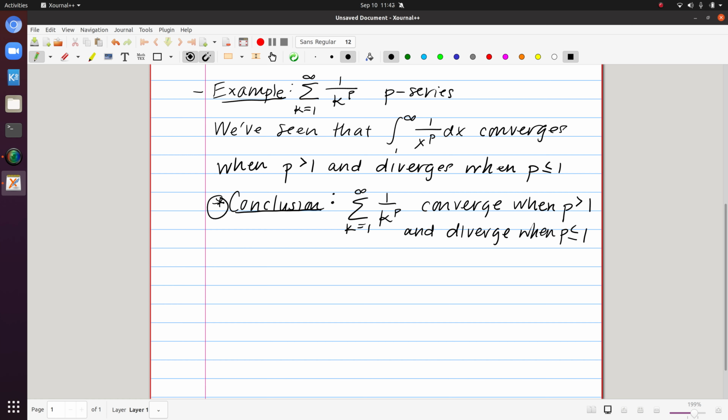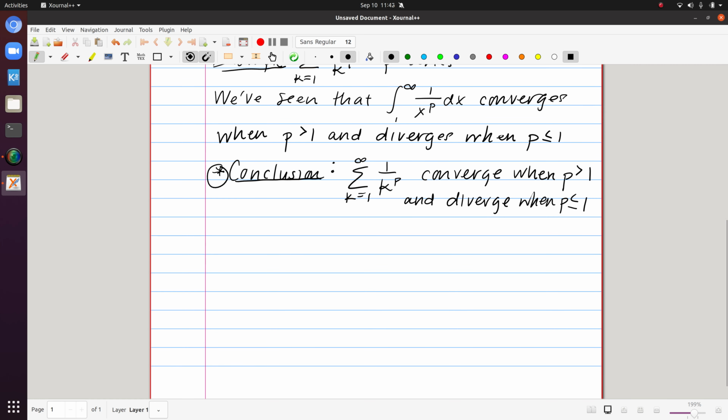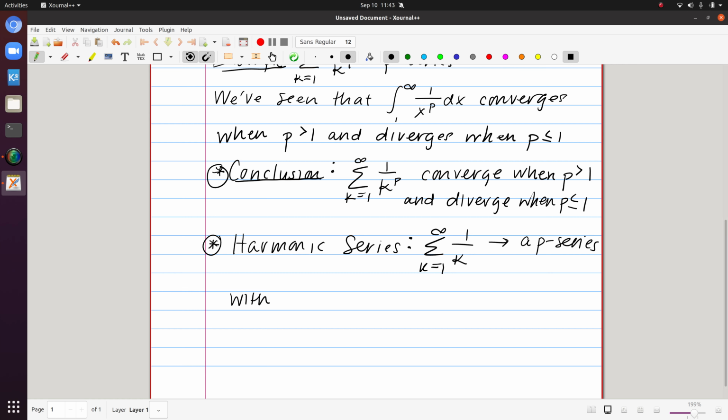The other thing I want to mention at this point is we've talked about the harmonic series very briefly. So, as a good counterexample, the harmonic series, if you recall, this was the sum from k equals 1 to infinity of 1 over k. This is a p series with p equal to 1. And now we can see that this p series diverges by the integral test.